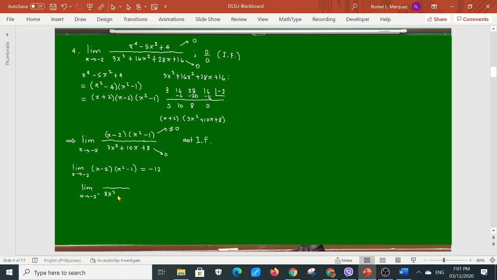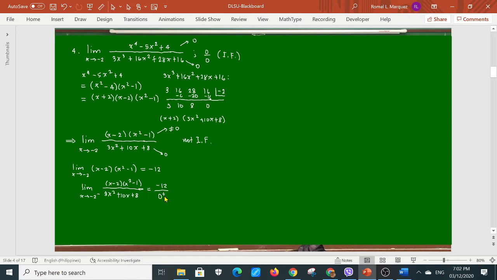3x squared plus 10x plus 8. Okay? So, this is x minus 2, x squared minus 1. So, from the left, it is going to be negative 12 over positive, going to 0. So, again, negative 12. Yeah. And this is going to 0 from the right. From the right, sorry. It's from the right, no? So, negative 12 going to 0 from the right.